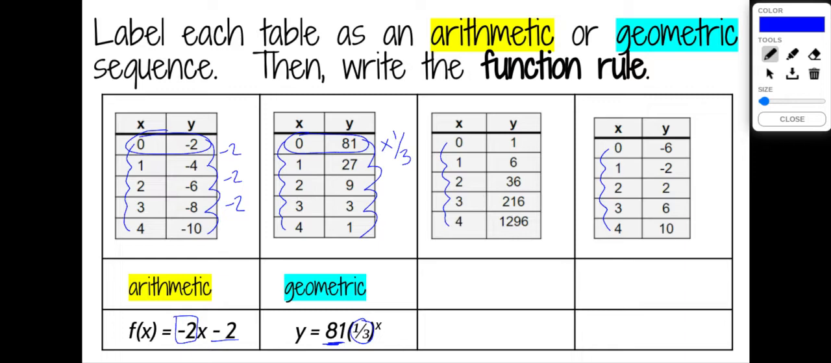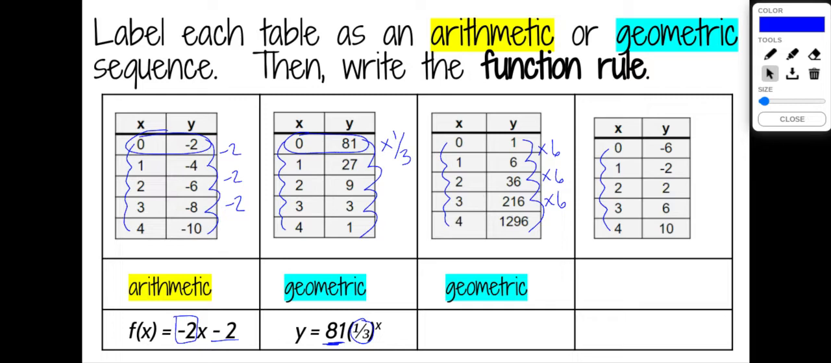Okay, let's go to the third one. Take a look at the pattern. It's growing really fast, isn't it? Do you see how it's multiplying by 6 over and over and over again? So is that arithmetic or geometric? If you said geometric, you are right. So again, that's going to be an exponential function just like the last one.